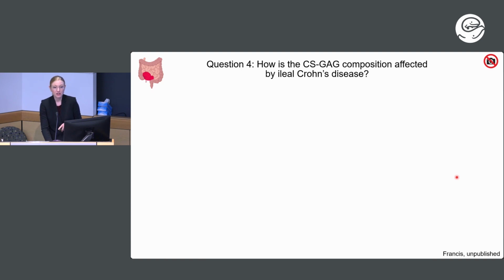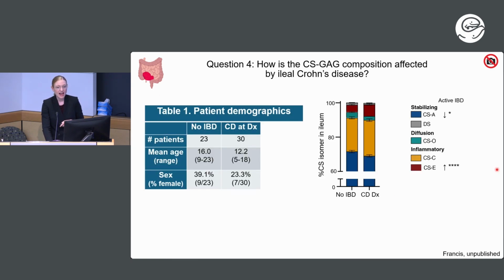So far, I've focused on colonic IBD. So I wanted next to shift gears and look at IBD involving the small bowel, namely ileal Crohn's disease. You can see that in active ileal IBD, so Crohn's disease at diagnosis, compared to the same controls, but we're looking at their ileum, not their colon now, there's an increase in inflammatory isomers. So CSE is going up, CSC doesn't quite reach significance, CSA goes down to reach significance, dermatan sulfate trends down but doesn't quite reach significance.